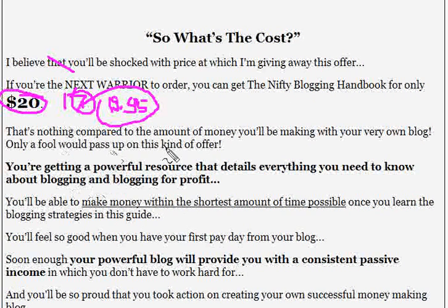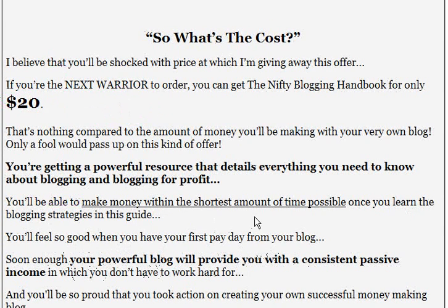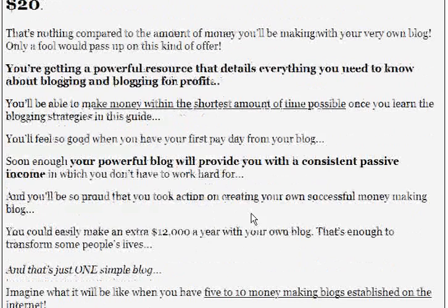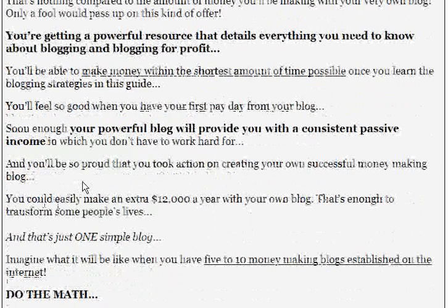Okay, that's nothing compared to the amount of money you'll be making with your very own blog, once you get a powerful resource that details blogging. You'll be able to make money with the shortest learning curve. You'll feel so good when you have your first sale, and soon enough your blog will provide, okay, and you'll be proud.